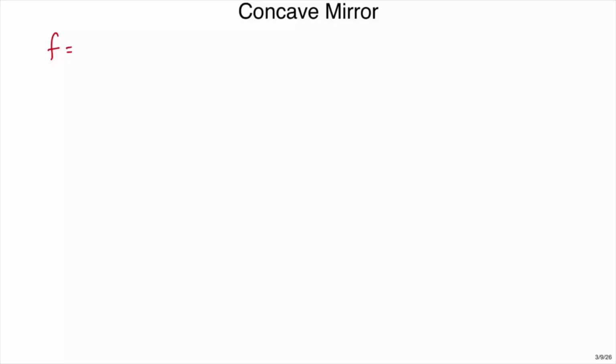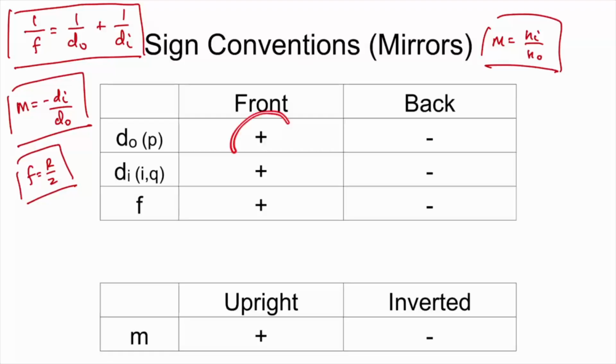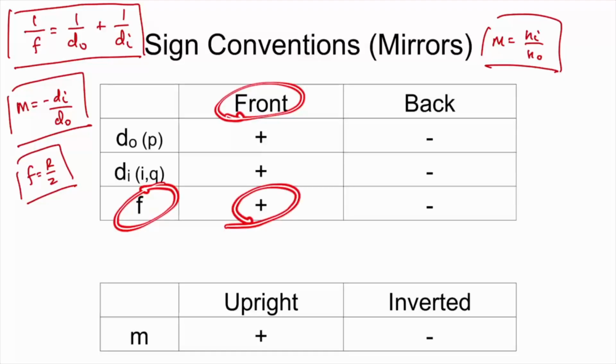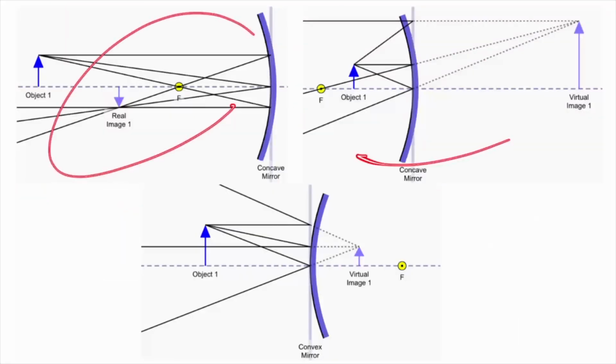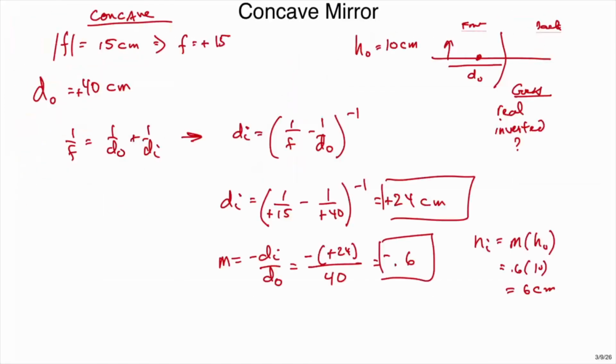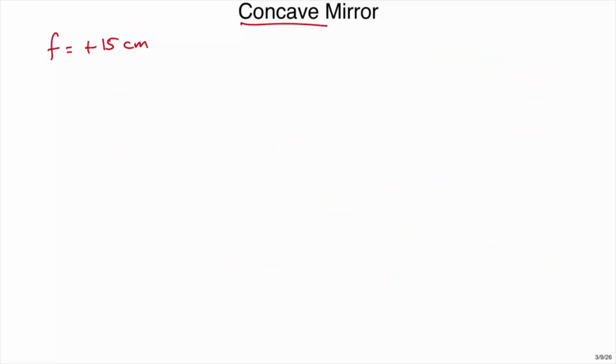So I'm going to say the focal length is plus 15. If I say the focal length is plus 15, I've given you the sign. What do you now know about the mirror? It has to be concave. How do you know that? I meant to circle front at the top. Focal length is on the front. If it's a positive focal length, then it has to be on the front. If it's on the front, it's got to be one of these two, right? Okay. So, that being the case, we know it's a concave mirror.